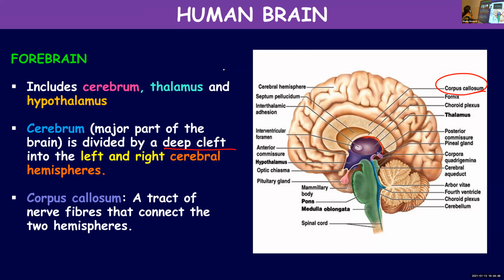Anthony, what do you call that tract of fibers which keeps these two parts together? Corpus callosum. Repeat. Corpus callosum. So if it is asked what is corpus callosum, what is its function? Corpus callosum is a tract of nerve fibers, and what is its role? To interconnect the right and left cerebral hemispheres.